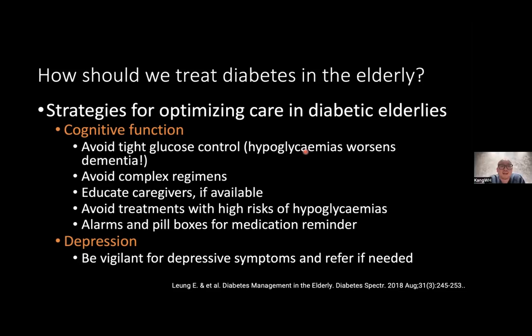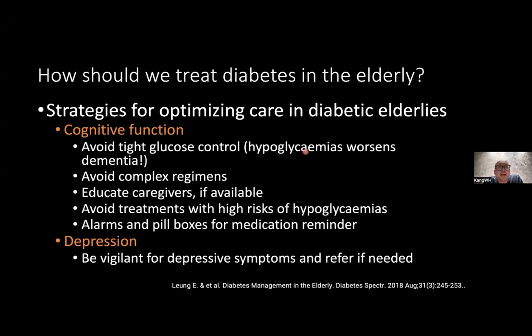Okay, and then we try to avoid treatments with high risk of hypoglycemias. So we try not to use long-acting sulfonylureas, or we try to avoid high doses of insulin. If an elderly requires a high dose of insulin, we need to always find out why a patient needs such a high dose of insulin. Because by right, the total insulin dose for a day should not be more than 1 unit per kilo. So if the patient is around 80 kilos, if you calculate the insulin dose, he or she should not need more than 80 units per day.